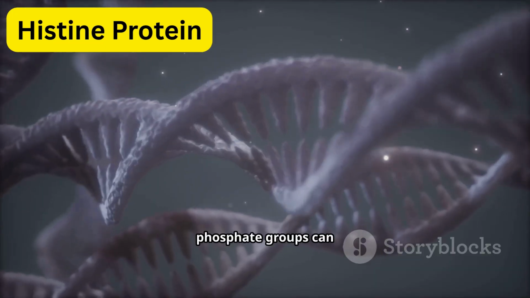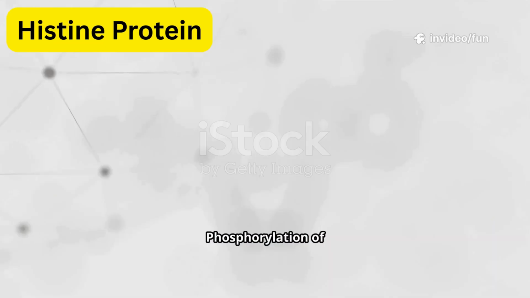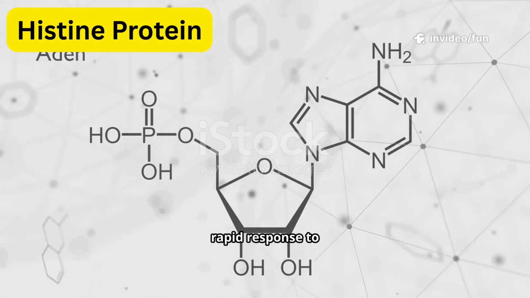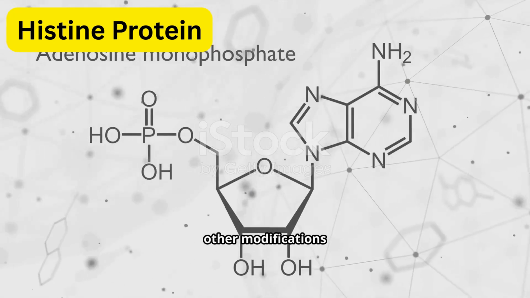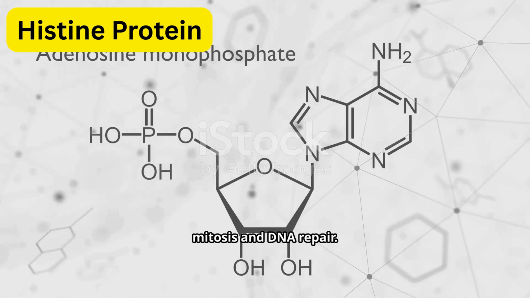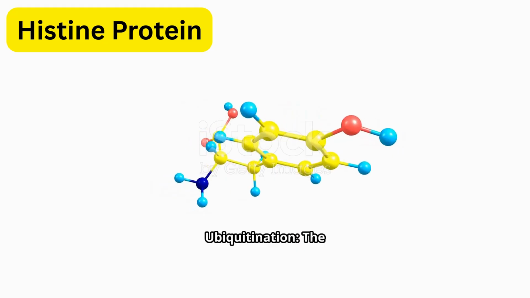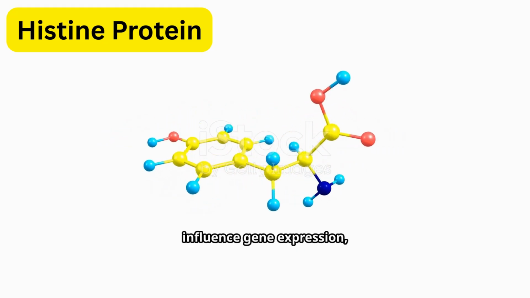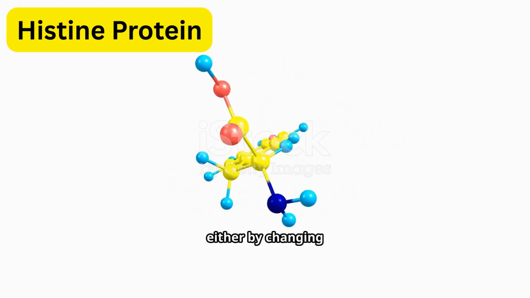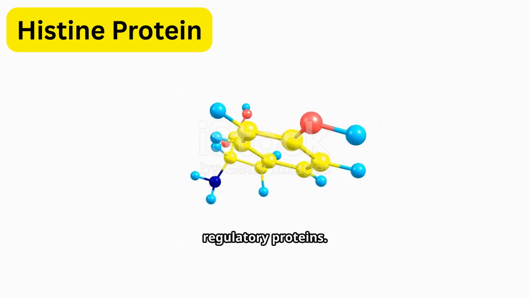Phosphorylation. The addition of phosphate groups can also affect chromatin structure and gene expression. Phosphorylation of histones is often a rapid response to cellular signals, and can work in conjunction with other modifications to regulate processes like mitosis and DNA repair. Ubiquitination. The attachment of a small protein called ubiquitin to histones can also influence gene expression, either by changing chromatin conformation or by recruiting other regulatory proteins.